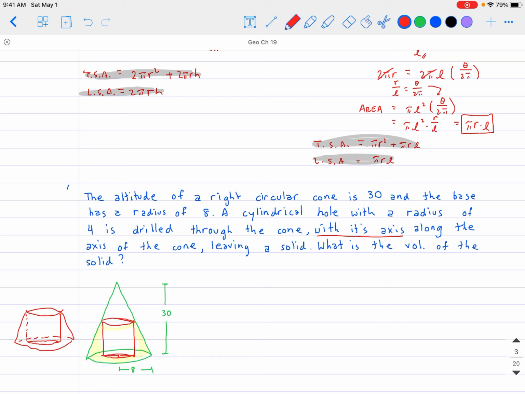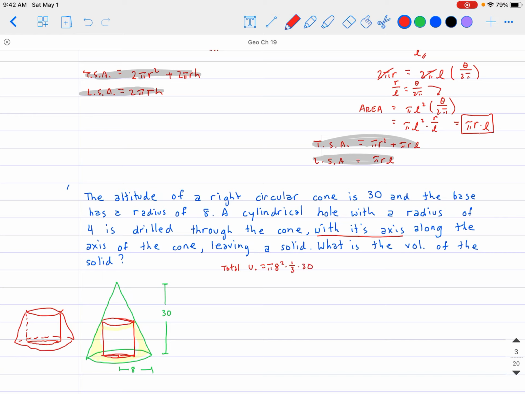So I think what will happen is, if I want to find the volume of the solid, I need to find the volume of the cone and then cut out the pieces in the middle that we are going to disregard. So I am going to start first by finding the total volume, and that is equal to 8 squared multiplied by pi multiplied by 1/3 multiplied by 30. So that's the volume of a cone.